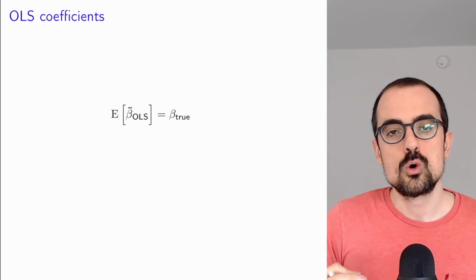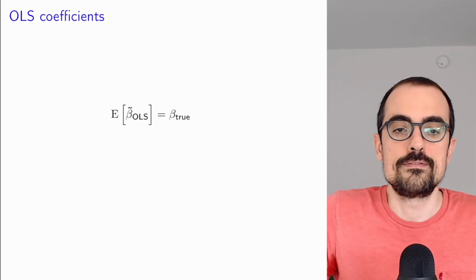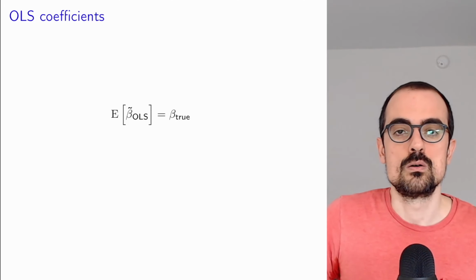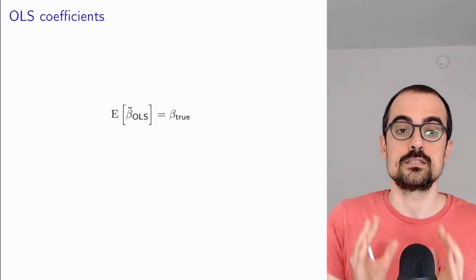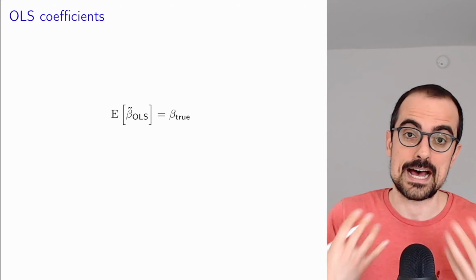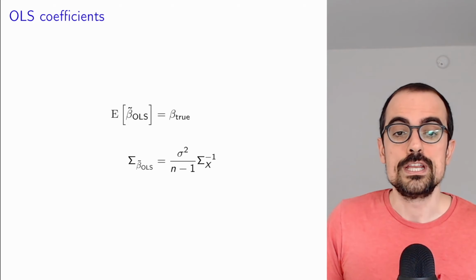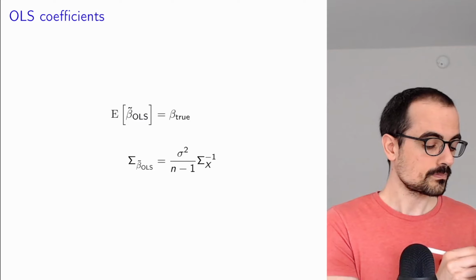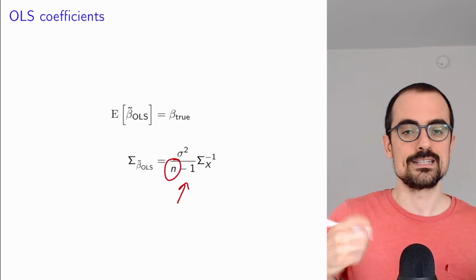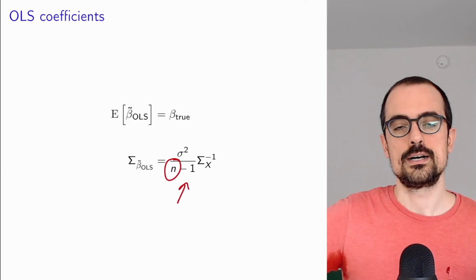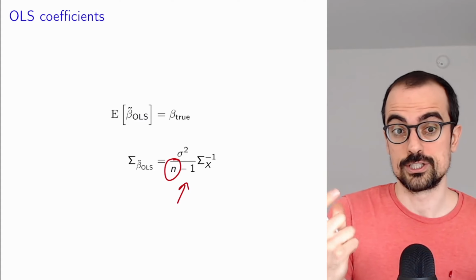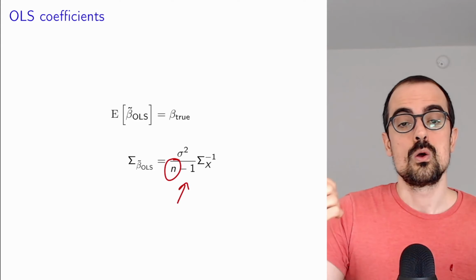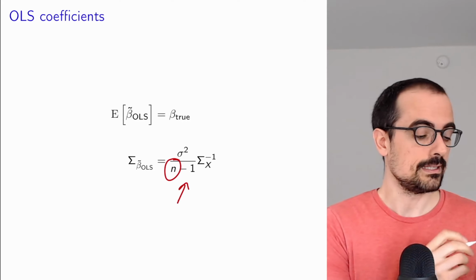So we already know from our video on coefficient error that the OLS coefficients using this model are going to be centered at the true coefficients. They have zero bias. It's an unbiased estimator. And we know that their covariance matrix has this form, where basically the variance in every direction becomes smaller as we increase the number of training data.